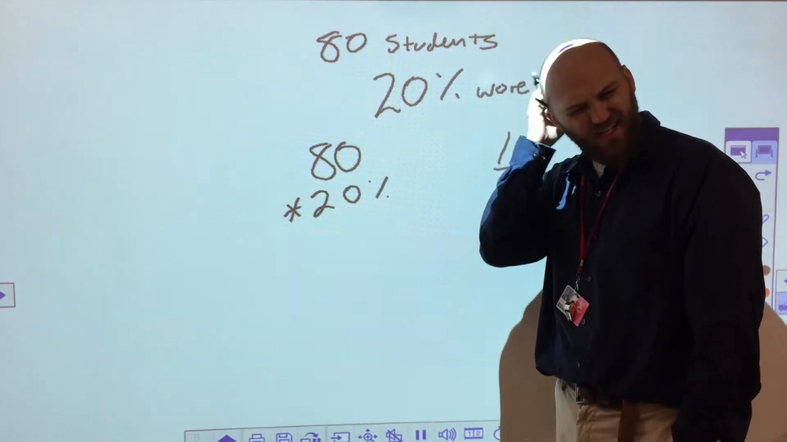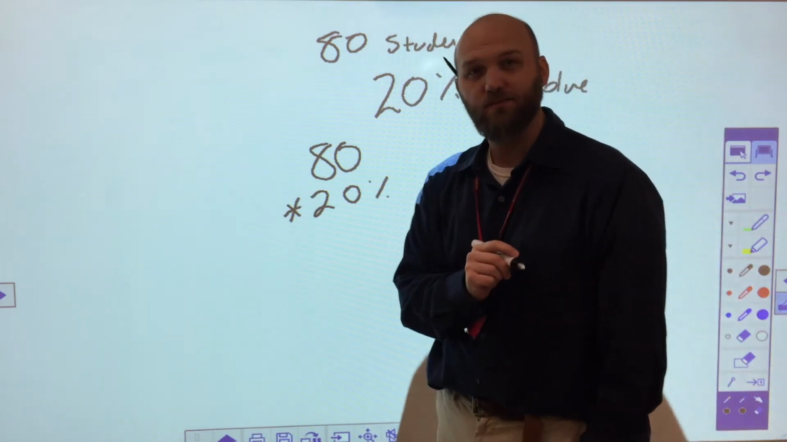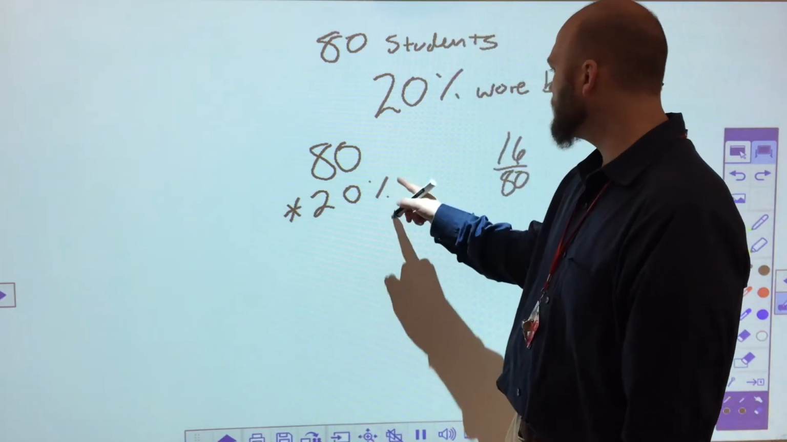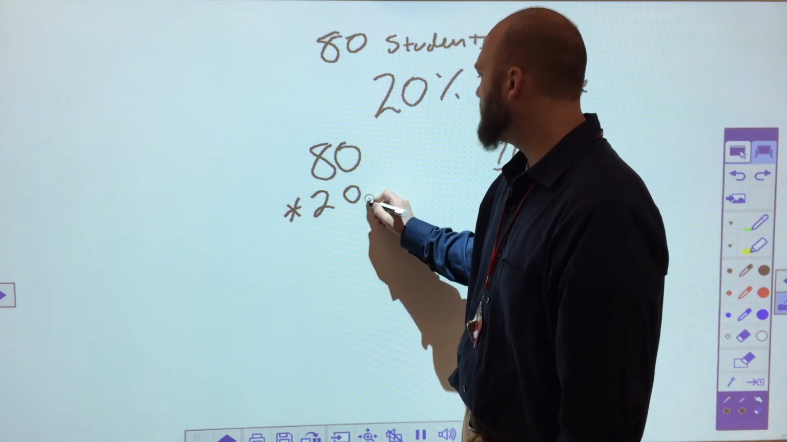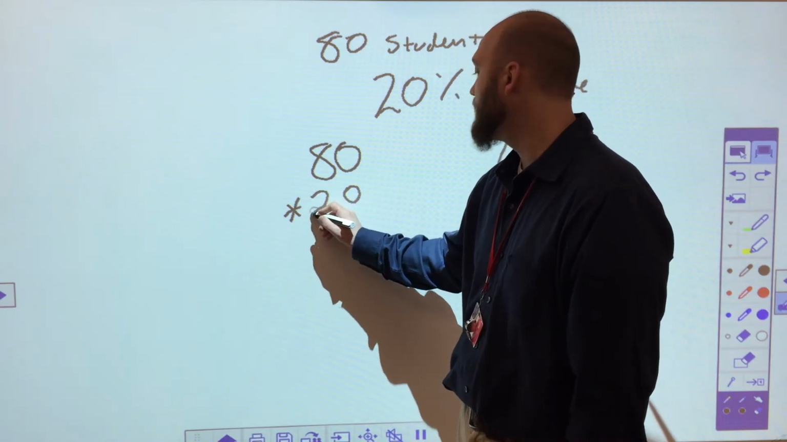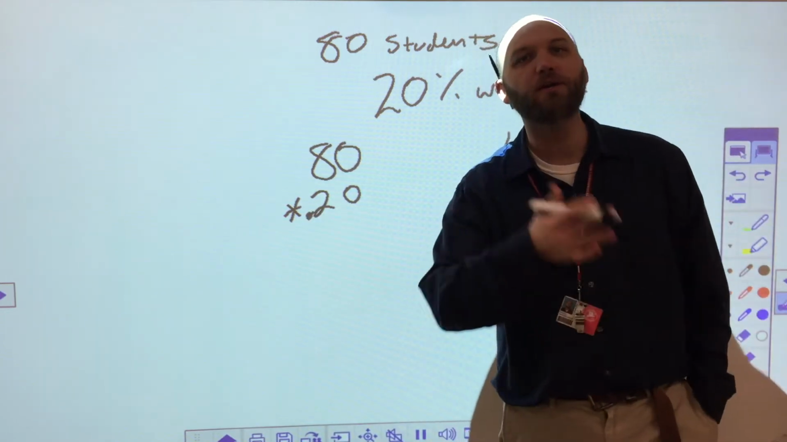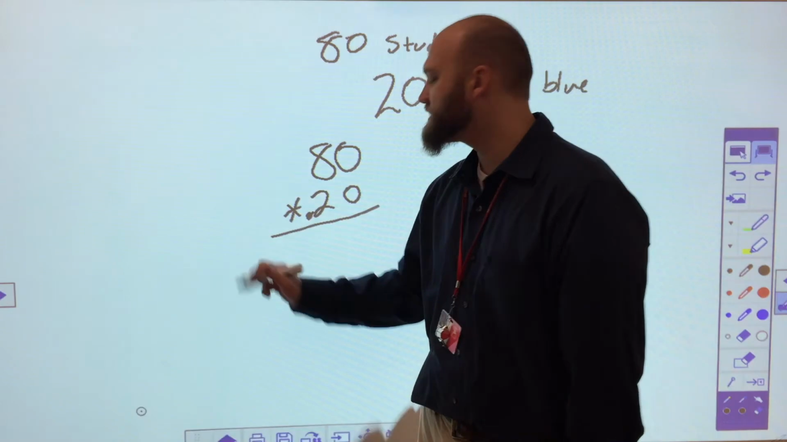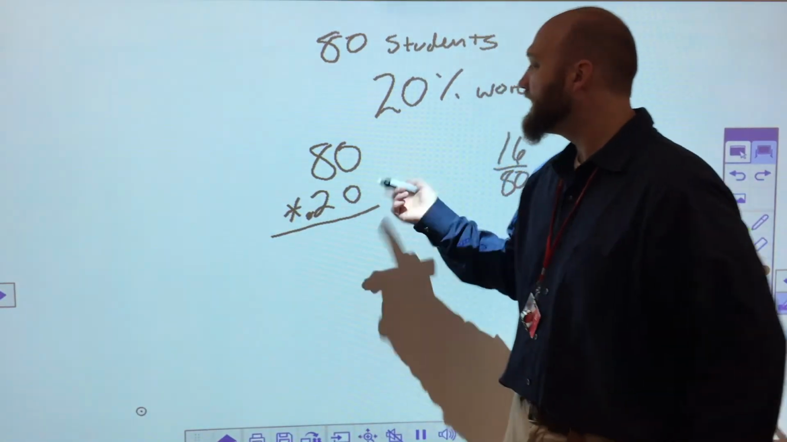Well, I don't easily know how to multiply a percent, but I can multiply a decimal. So if we took this decimal, we realized that turning a percent into a decimal means that we're going to divide by 100, which makes this 20 hundredths, right? 20%, 20 over 100, 20 hundredths. We move our decimal two places. So again, turning my percent into a decimal, now I can multiply.